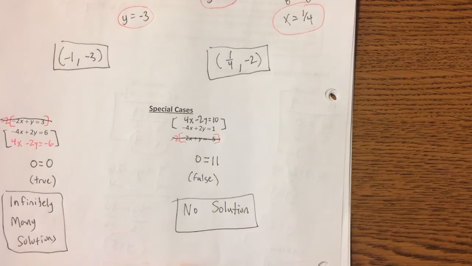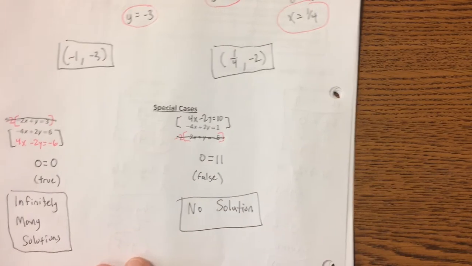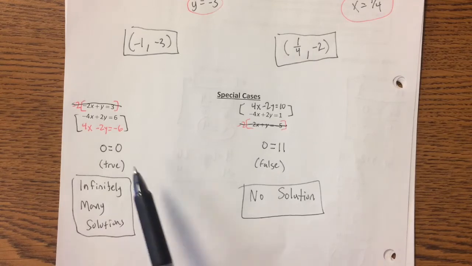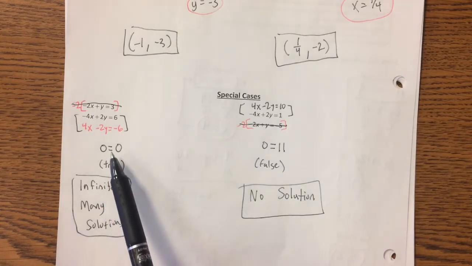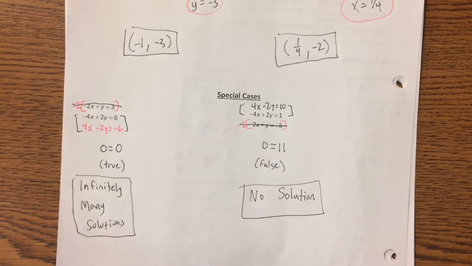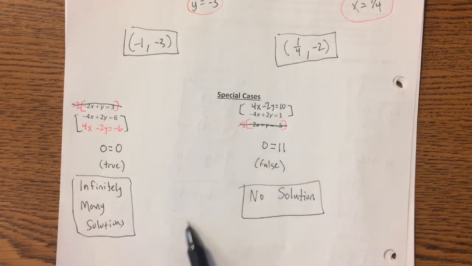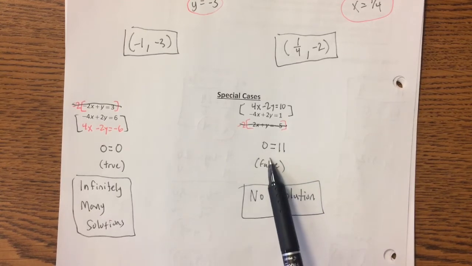So these are the two special cases. Basically, if all your variables cancel out, one of two things is going to happen. Either you get a true statement, like 0 equals 0, or a false statement, like 0 equals 11. If it's true, then that means you have coincident lines. They're right on top of each other, so you have infinitely many solutions. And if it's false, that means the two lines are parallel and there's no intersection point.